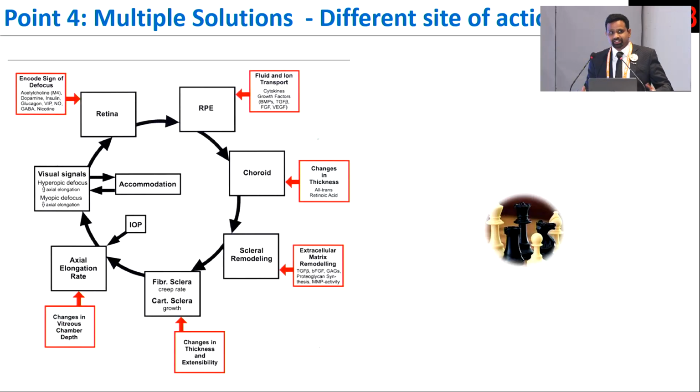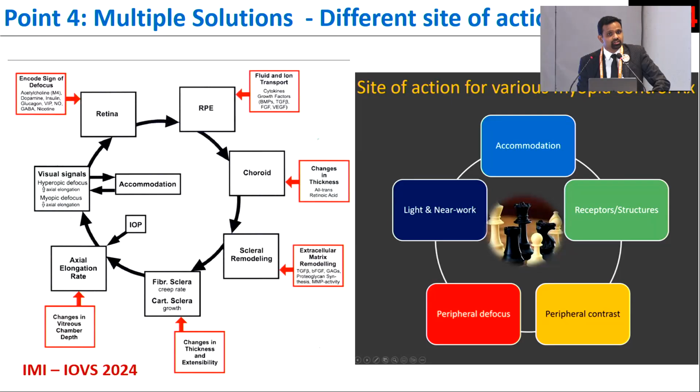Given that myopia is multifactorial, yes, we do have multiple solutions. But the point to note is that the site of action is very different. Bifocals act at the level of accommodation, defocus lenses act at the level of the peripheral retina, and now we have DOT technology working at the level of contrast, and as we have seen in the previous slide, atropine working at the receptor level. So the site of action is very different.